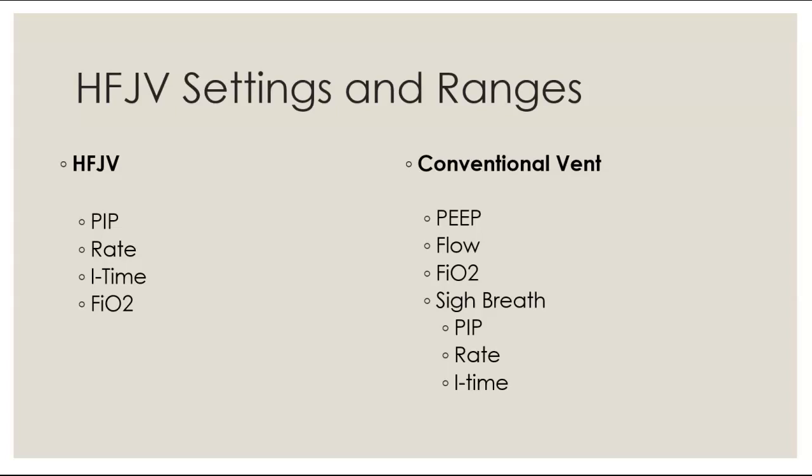So we're going to go over settings and ranges, what you would set and why. And because this is kind of hefty, we are doing this for both the high-frequency jet ventilator and the conventional ventilator set into a non-invasive mode. Again, I'm a believer in take something that is overwhelming and break it down a little bit. So we have the high-frequency jet ventilator. We just set four things. We set the PIP, the rate, the inspiratory time. Some people might call it a valve time. Either one works. It's the same thing. And FiO2. On the conventional ventilator, most often you will just set PEEP, flow, and FiO2. We can set a sigh breath if it is indicated, which we'll go into. On that, you just set the PIP, rate, and I-time.